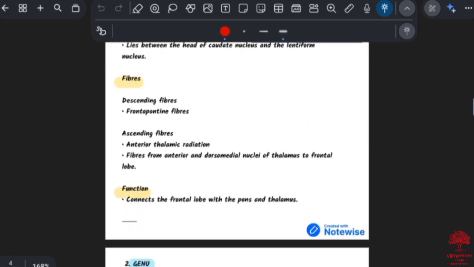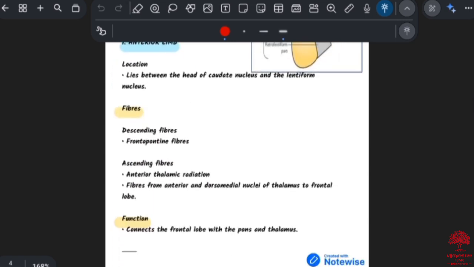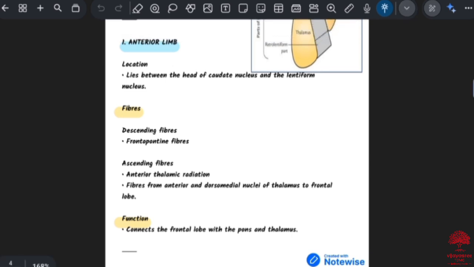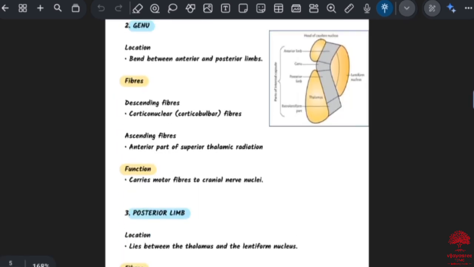First we can discuss the anterior limb. In the anterior limb, the motor fibers are frontopontine and the sensory fibers are the anterior thalamic radiation. Their function is to connect the frontal lobe with the pons and the thalamus. So that's about the anterior limb fibers.